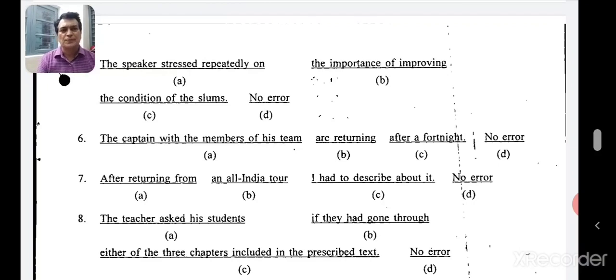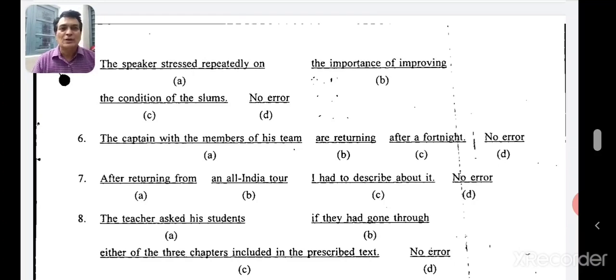Let's go to the sixth one. The captain with the members of his team are returning after a fortnight. Now here you see the captain with the members of his team in the first part. And what does the rule say? Whenever we are using with, along with, or these kinds of conjunctions, then the verbal phrase will depend upon the former subject, or the first subject. And what is the first subject? The captain. Is it singular or plural? It's singular.